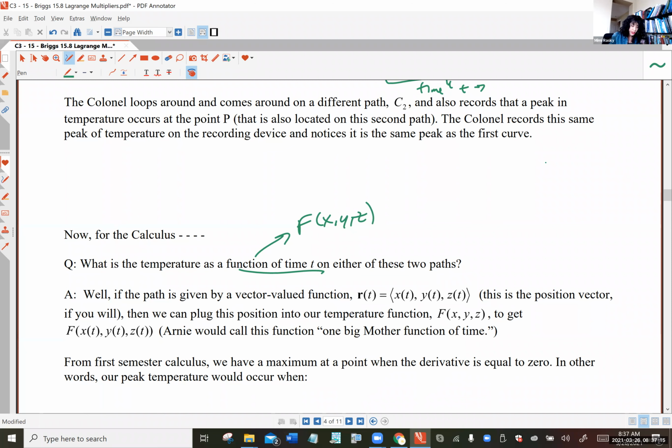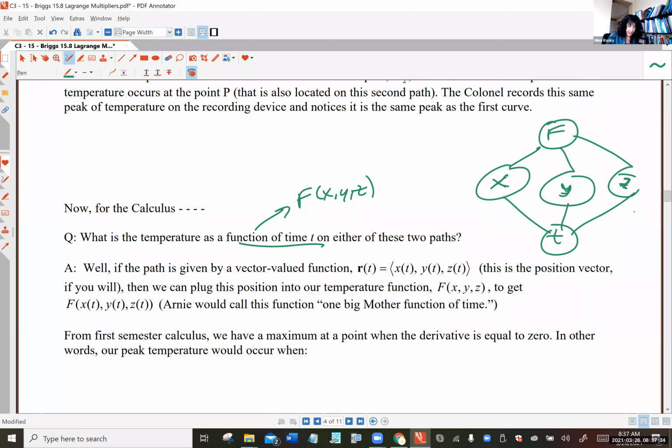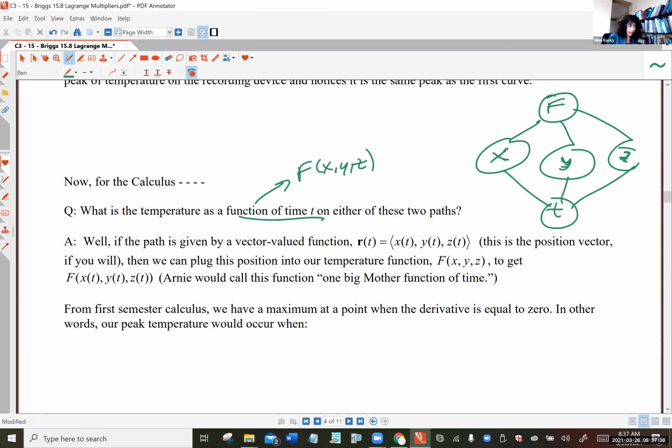I'm going to do one of those schematics, those tree diagrams. Remember the chain rule, guys? So how is the temperature a function of time? We know it's a function of x, y, and z, which are the coordinates of the point in space. But if we let t be time, the independent variable driving the bus, then we can answer this question.